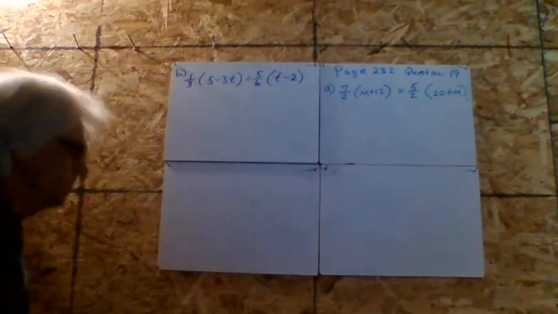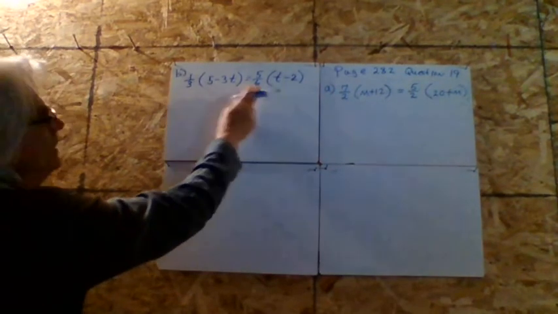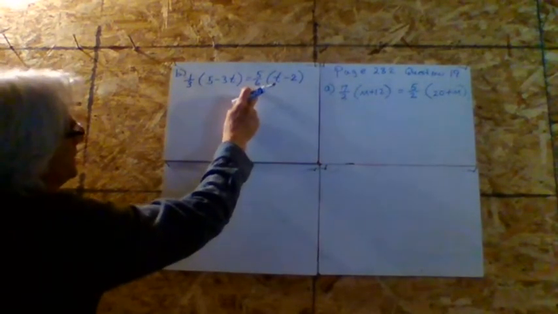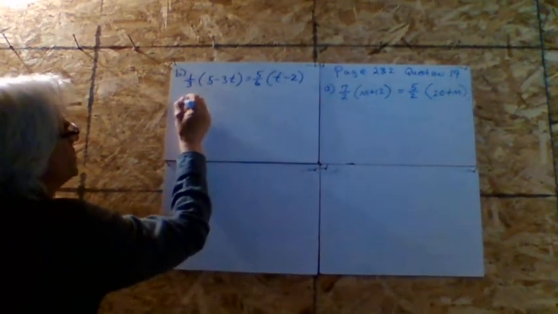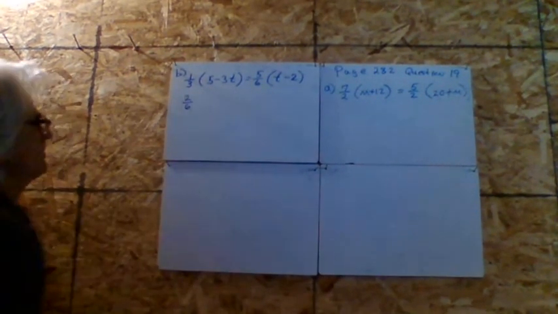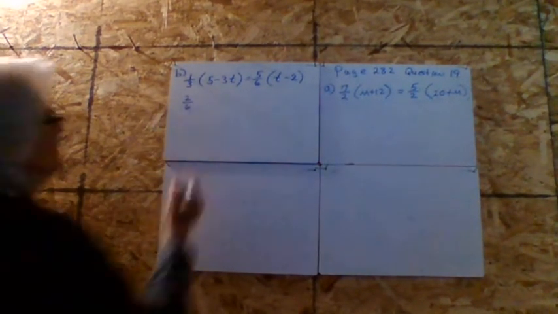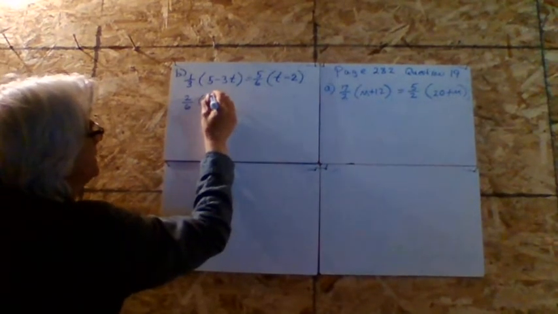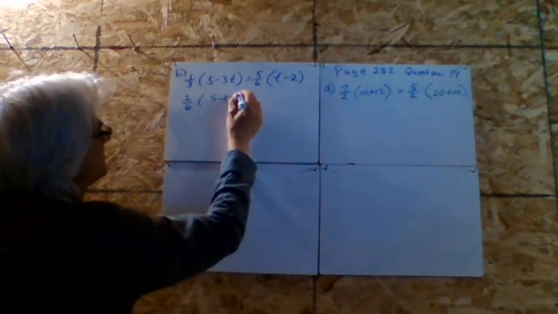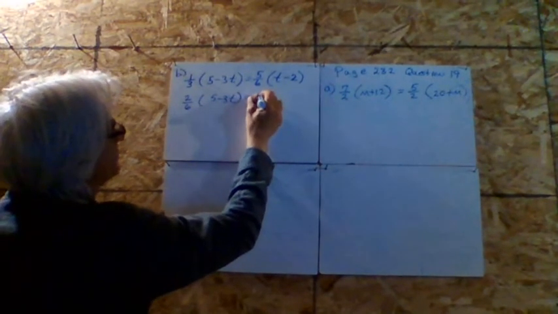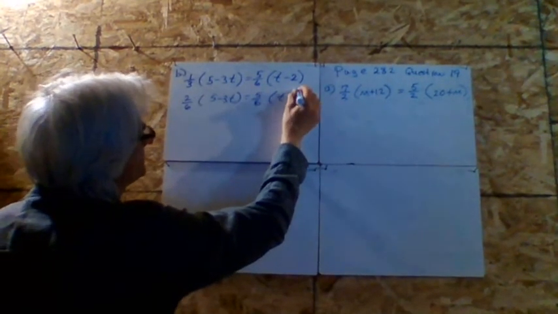So the first thing I'm going to do is just come in here and make that 1/3 have a denominator of 6. So it will be 2 over 6. Obviously, I just multiplied the 3 by 2 and the 1 by 2. So I'm going to have 2 over 6 times 5 minus 3t equals 5 over 6 t minus 2.